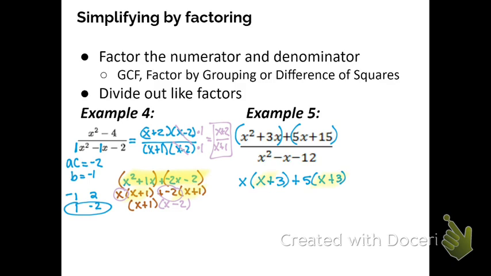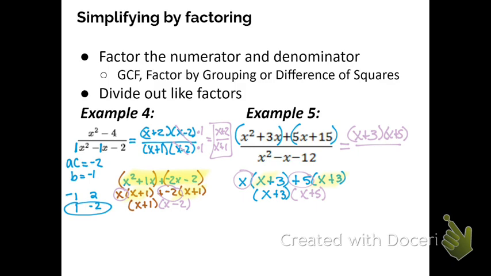So I've got a common binomial of x plus 3 that I can factor out, and then that leaves me with an x and a plus 5 in the second set of parentheses. I showed my work underneath there, and that leaves me with x plus 3 times x plus 5 in my numerator.